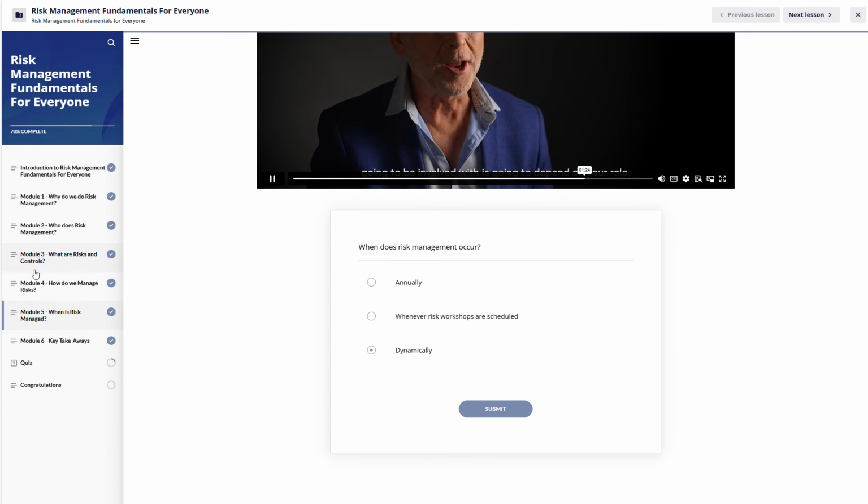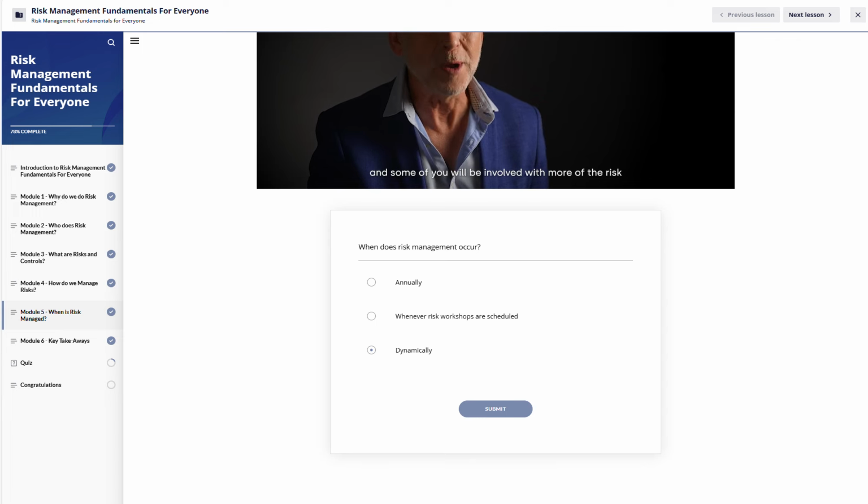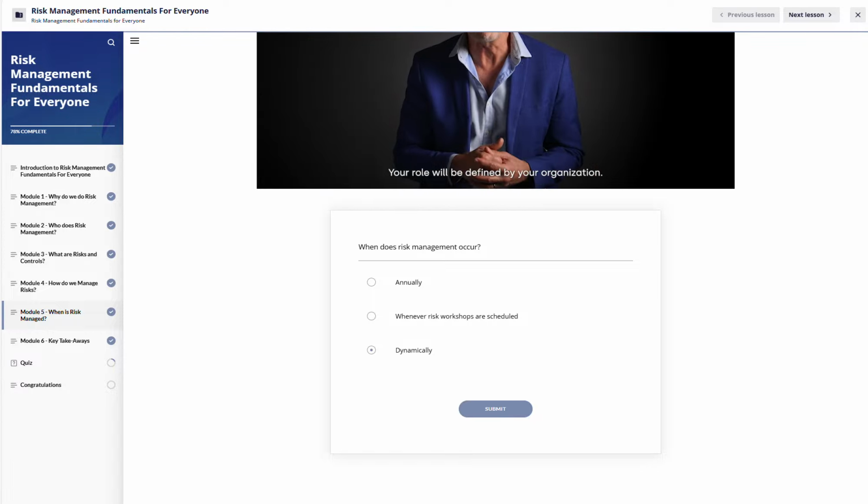Now, in terms of what you're going to be involved with, is going to depend on your role. And some of you will be involved with more of the risk management process formally than others. Your role will be defined by your organisation. The key is understand why and to really get engaged.